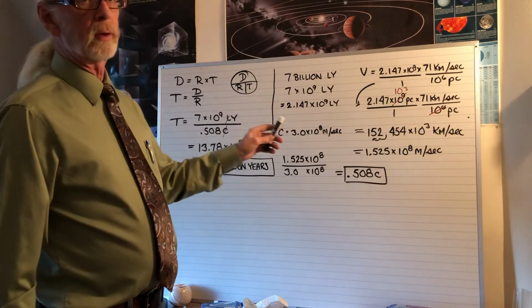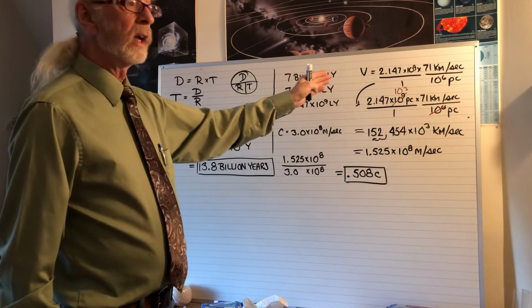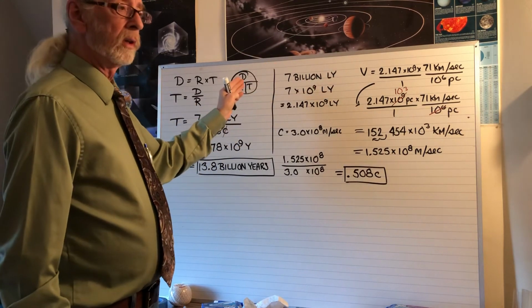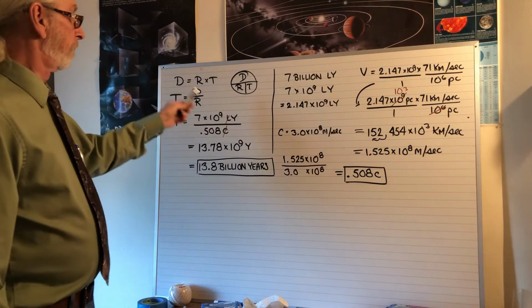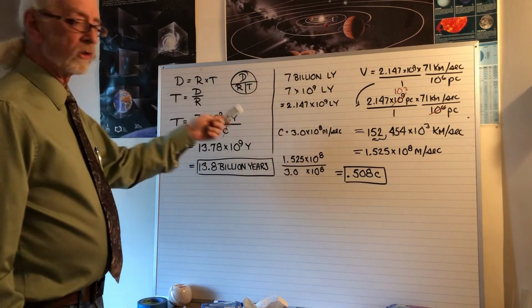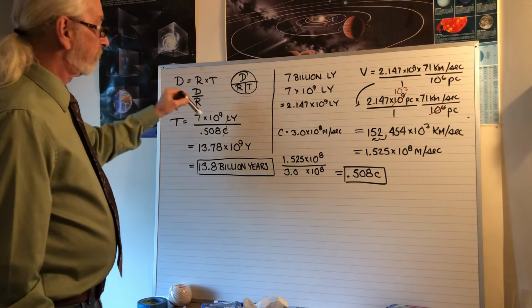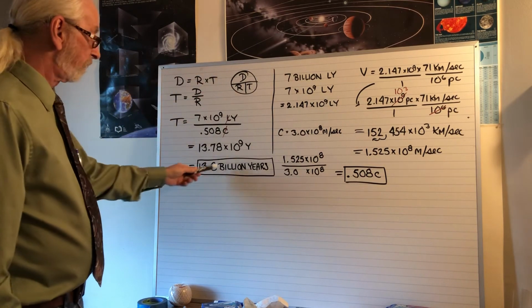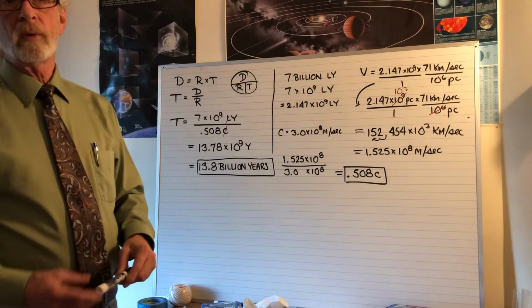Every object that we look at that is further away than 7 billion light years, it's moving faster. Every object that we're looking at that is closer, it's moving slower. But every time we measure the distance, every time we measure the velocity, it remains consistent with the Hubble law. And every time we do this bit of arithmetic, it comes back to 13.8 billion years.